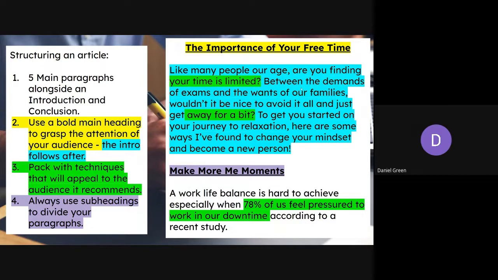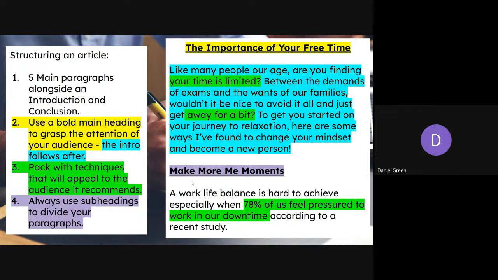Between the demands of exams and the wants of our families, wouldn't it be nice to avoid it all and just get away for a bit? To get you started on your journey to relaxation, here are some ways I've found to change your mindset and become a new person. So I'm directing the article in the direction that they're wanting me to, and I'm also making it appealing, I hope, for a teenage audience.